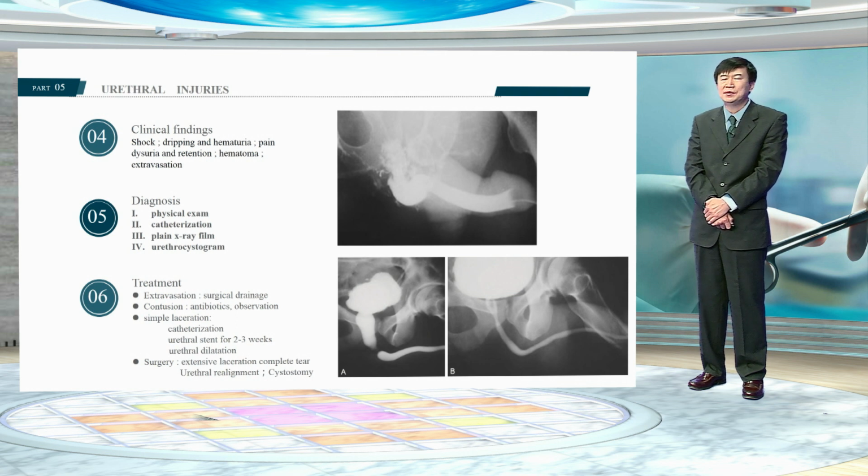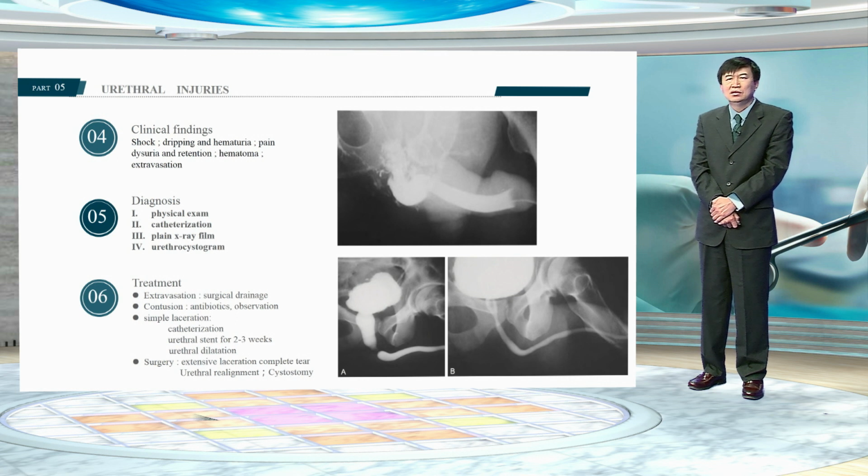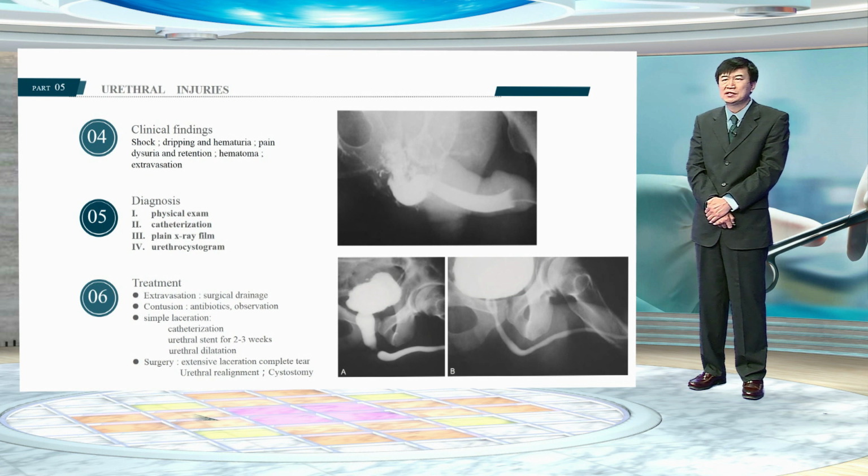The diagnosis can be made based on the history of injury, physical examination, diagnostic urethral catheterization, and retrograde urethrogram. Retrograde urethrogram can define the site and magnitude of urethral injury.